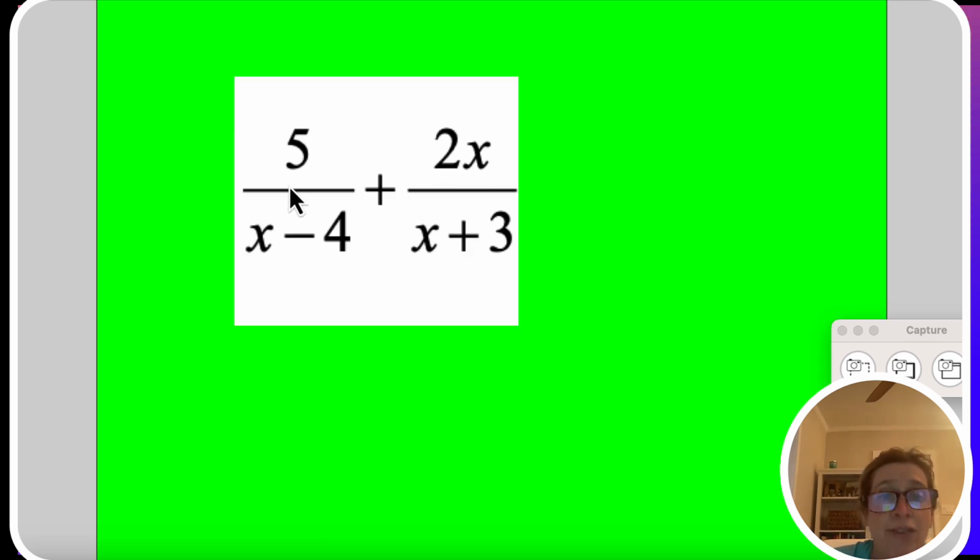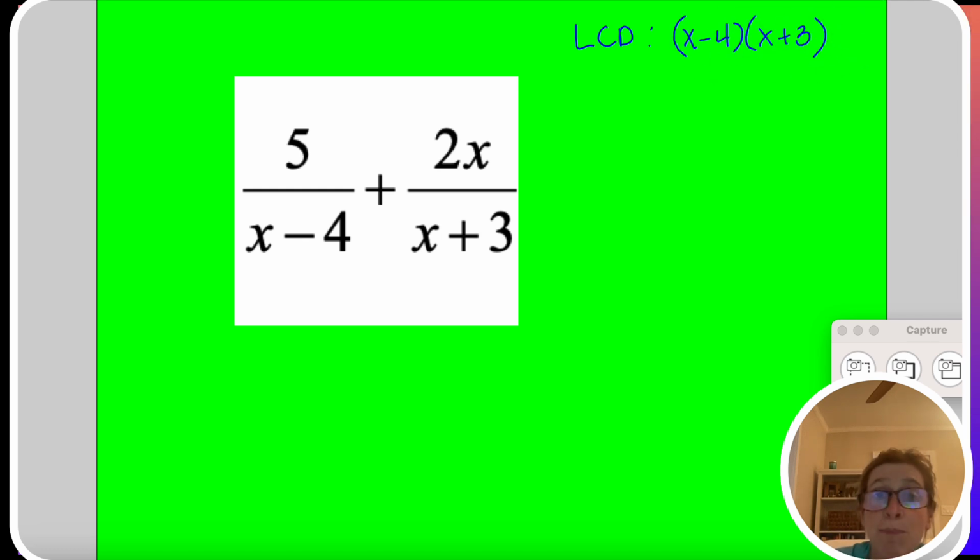Here I have 5 times x over x minus 4 plus 2x times x plus 3. So the first thing I want to do is find my lowest common denominator. It's every factor that we have the most times they occur. So that would be x minus 4 times x plus 3.